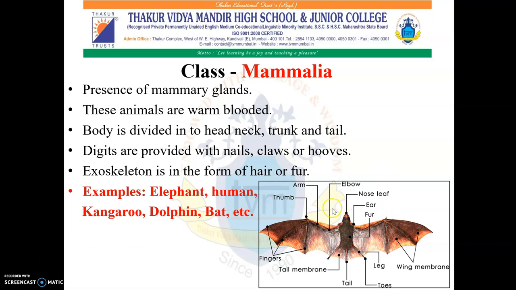Picture shows a bat with different body parts like arm, elbow, nose leaf, ear, fur, legs, toes, tail, the tail membrane and the wing membrane, etc.